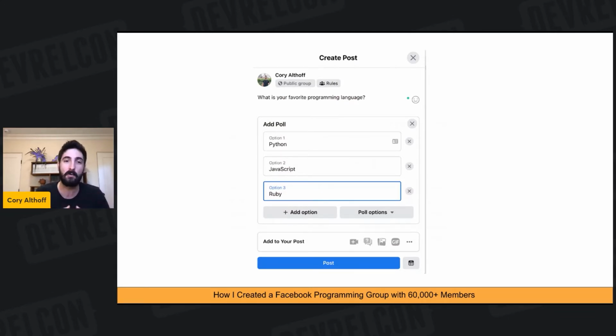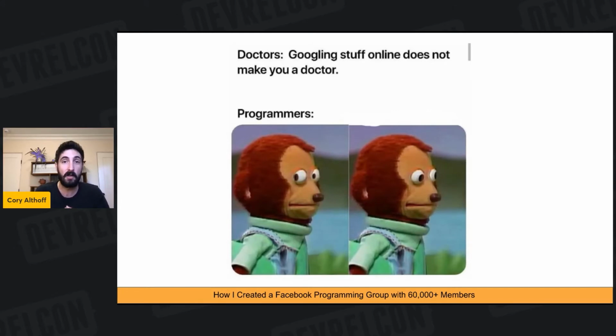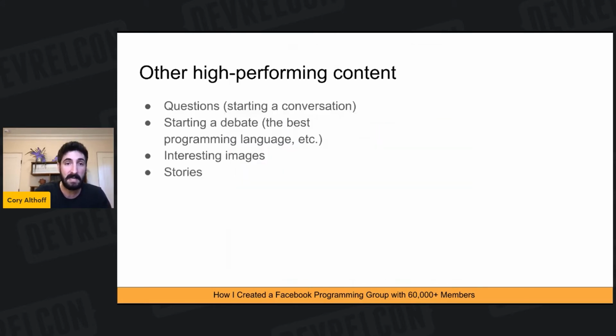So here I did a poll: what is your favorite programming language? And that tends to do really well. Other types of content that perform really well on Facebook are memes. Coders love memes. Maybe not a surprise. So definitely sprinkle those in.